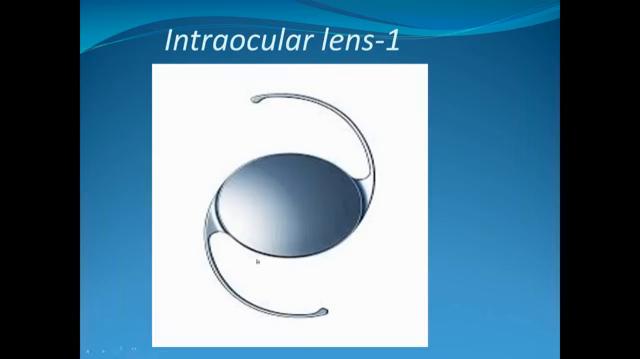This is the intraocular lens usually implanted in the eye during cataract surgery. This is the haptic portion. This is the optic. The haptic is for support and the optic is for vision.